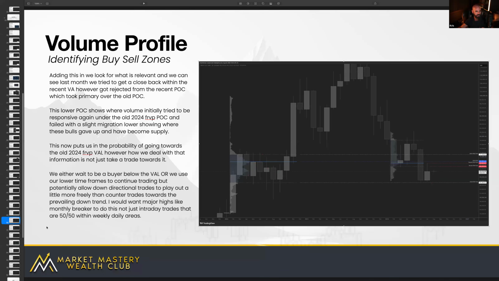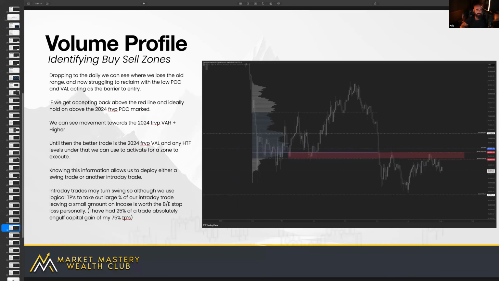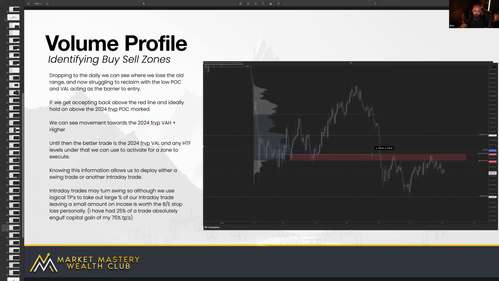So again, we'll just shoot through some of these. Dropping to the daily, we can see where we lose the old range and are now struggling to reclaim, with a low point of control and value area low acting as the barrier to entry. So here we have the point of control, just zoomed in a little bit on it.